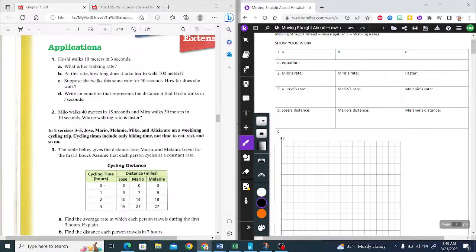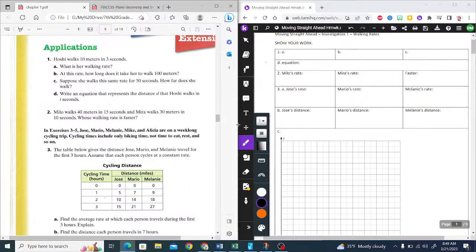Hoshi walks 10 meters in 3 seconds. What is her walking rate? A rate is found by just dividing the two numbers, 10 divided by 3. And that gives us 3.3 repeating meters per second. At this rate, how long does it take her to walk 100 meters?